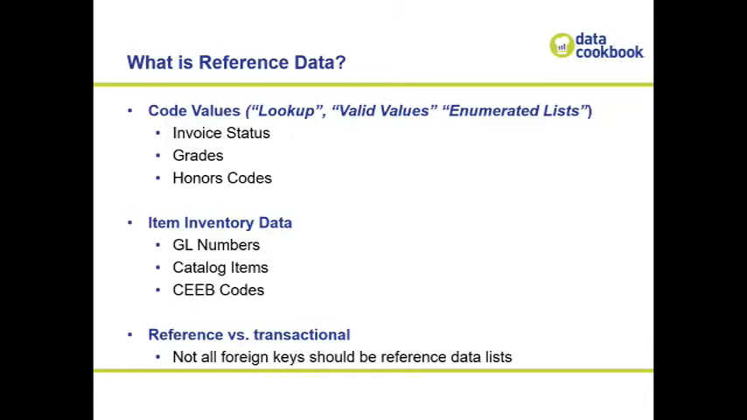So what is reference data? We sort of break it into a couple things. The most common use of reference data is about code values, or lookup values, or valid values, or enumerated lists. These are the names that people talk about. Things like invoice status, or grades, or honors codes. Stuff that we'll talk about, like what is reference data and what is not, in a minute. But those are some examples.